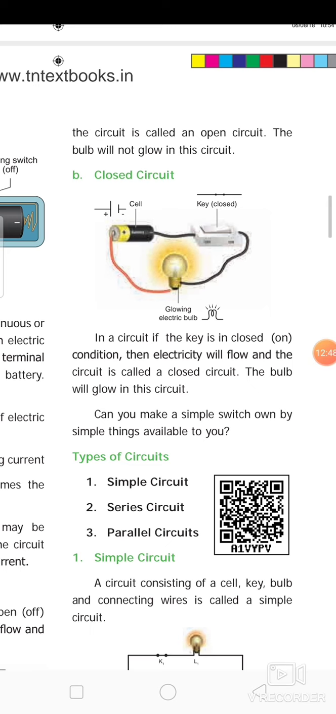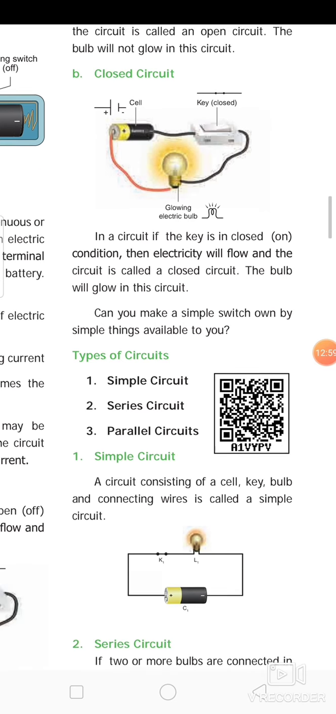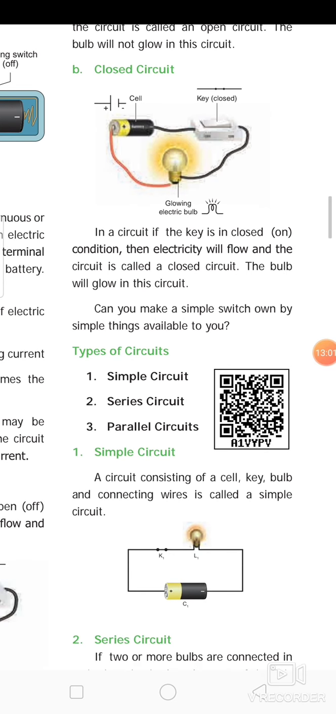Can you make a simple switch on by simple things available to you? Yes, it is possible. You can do it by yourself. You try it at home with your father's assistance. Okay. Then let's see the types of circuit.